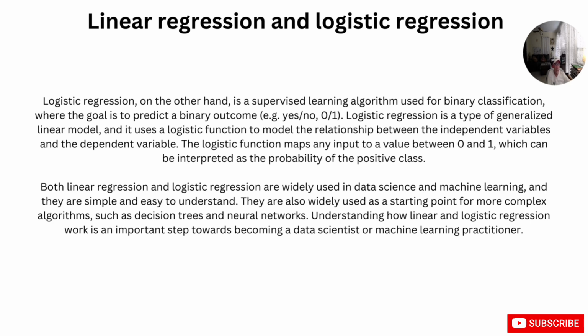Both linear regression and logistic regression are widely used in data science and machine learning, and they are simple and easy to understand. They are also widely used as a starting point for more complex algorithms such as decision trees and neural networks. Understanding how linear and logistic regression work is an important step towards becoming a data scientist or machine learning practitioner.